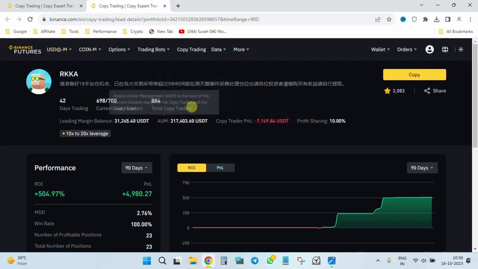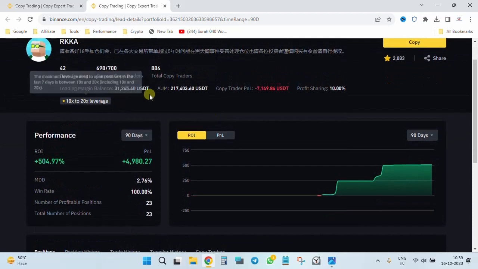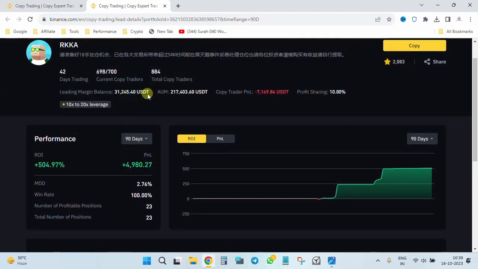Obviously, once people have exited and all, leading margin balance is their own margin balance over here, and this particular trader moves with 10x to 20x leverage. AUM, as you can see, is the assets under management, the sum of the current future margin of copy traders and the lead trader. This means that besides 31,000 of their own capital, with the copy traders' capital it sums up to 217,000. So this trader is somewhat managing that, which is why it is called AUM, assets under management.